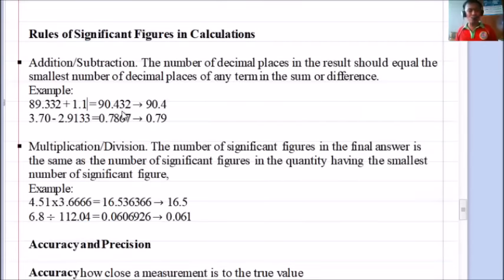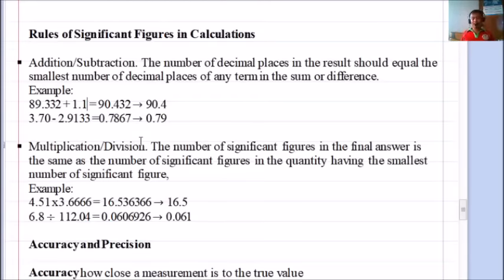or rounded off na lang natin into 90.4. Depende naman po kung hanggang ilang significant figures na po yung kailangan natin. We can round off naman. And then, pagdating naman sa subtraction, we have 3.70 minus 2.9133. Dun sa 3.70, meron pa siyang karugtong na mga zeros. Since 2 decimal places lang yan, and yung isa is 4 decimal places, magdadagdag lang tayo ng dalawang 0 dun sa kanan ng 0 na katabi ng 7, para ma-operate natin. So, we can have 0.7867 or 0.79.